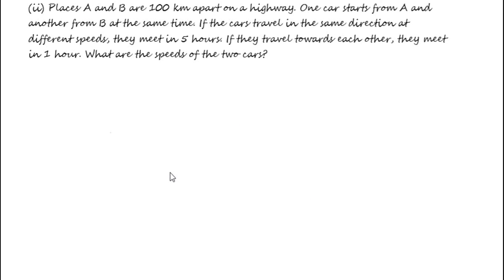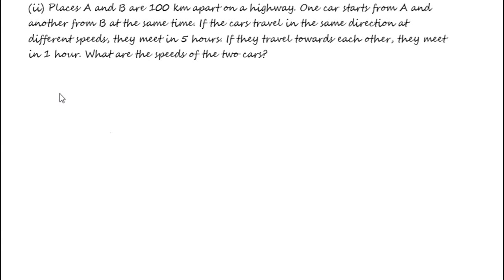Next exercise. Places A and B are 100 km apart on a highway. One car starts from A and another from B at the same time. If the cars travel in the same direction at different speeds, they meet in 5 hours. If they travel toward each other, they meet in 1 hour. What are the speeds of the cars?